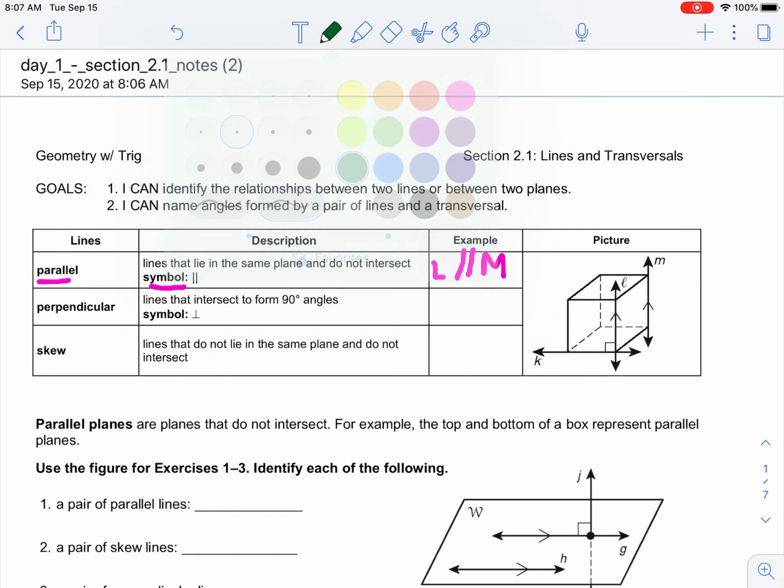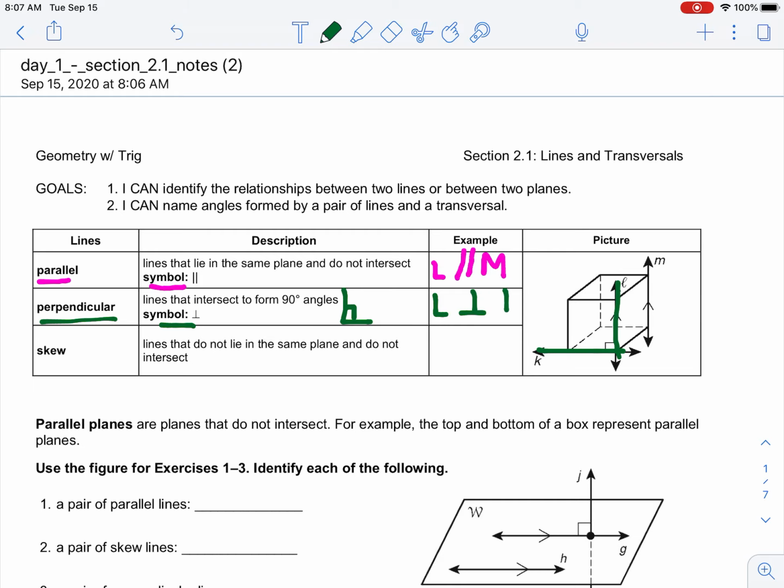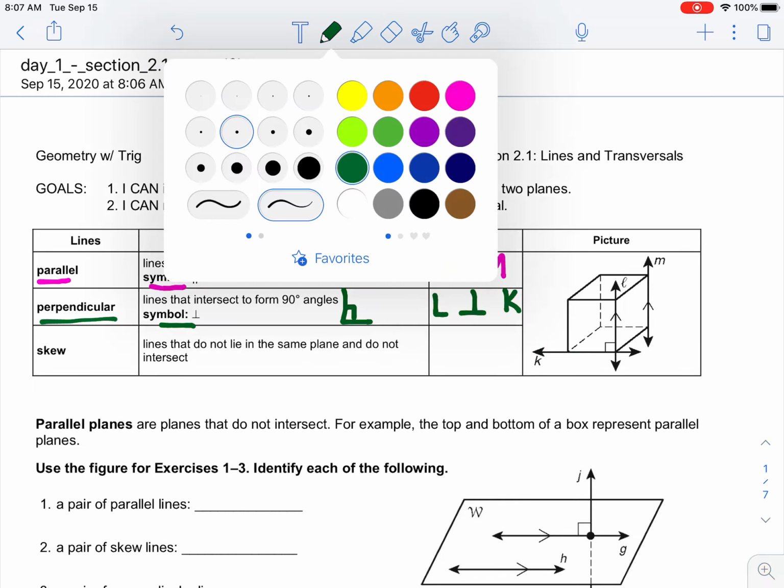All right, second term, perpendicular. Notice the perpendicular symbol is an upside down T. Perpendicular lines are lines that cross and form 90-degree angles. Remember we look for that little box to show that it's a 90-degree angle. When I look at my picture, I notice line K and L form a box in the corner by the angle. So L is perpendicular to K. They cross to form 90-degree angles.